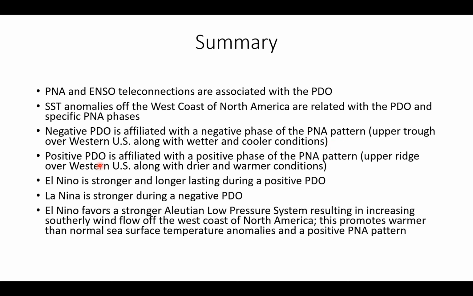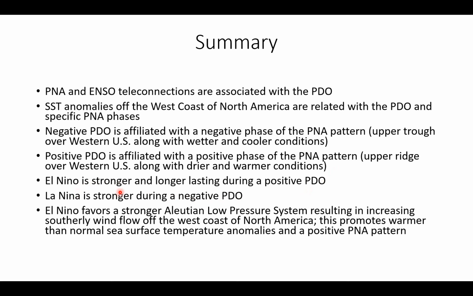On the other hand, positive PDO is affiliated with a positive phase of the PNA pattern. So in these particular winters, you get upper level ridging over the western U.S., along with drier and warmer conditions there. Downstream with a positive PNA and positive PDO, over the eastern U.S., you get wetter and colder than normal conditions during the winter season.